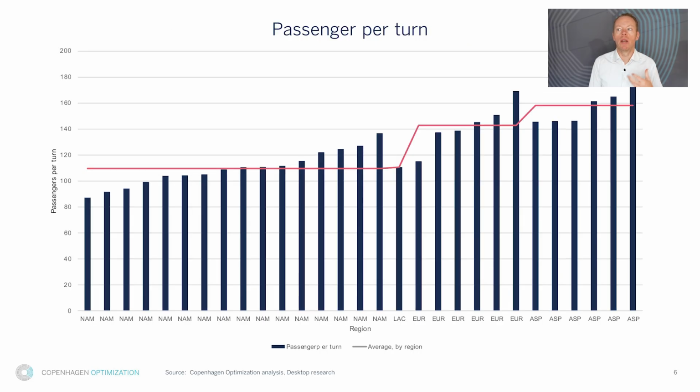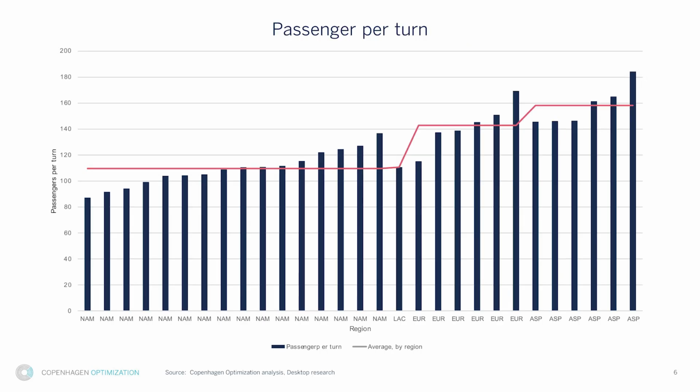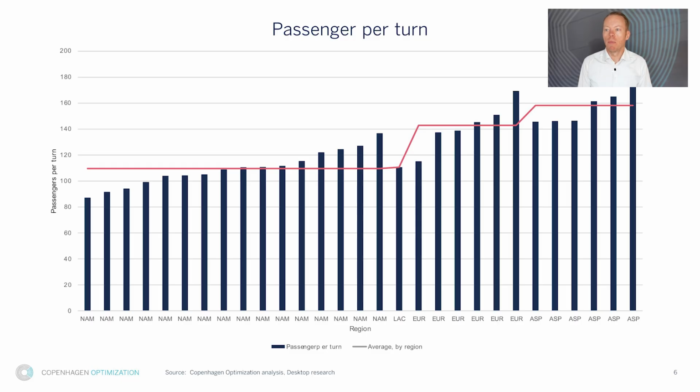If we then look at the passengers per turn, what we can see is that this is upward sloping as we move through the regions. In North America, it's about 110 passengers per turn. In Europe, it's about 140. And in Asia Pacific, it's about 160. So how can we explain that?